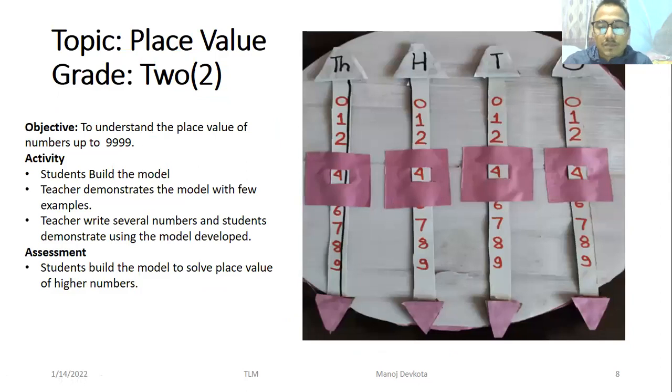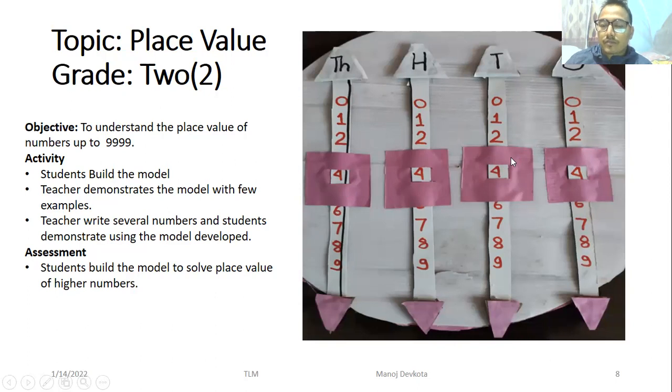Okay, next is place value. So what I have done in the place value is this one. This is a number from 0 to 9. So there are 1, 2, 3, 4 of them. So for ones, I have ones, tens, 100, 1000. So this is 1000 place, this is 100 place, this is 10 place, and this is 1 place.